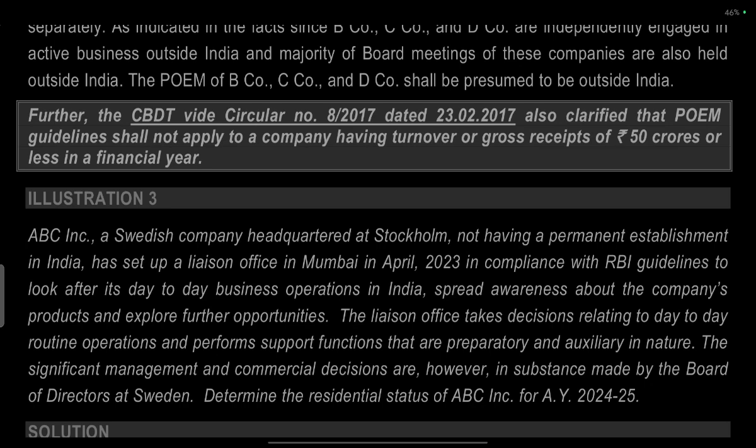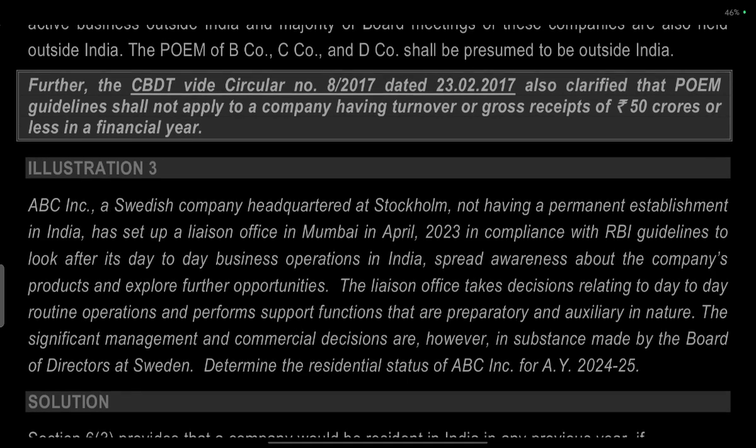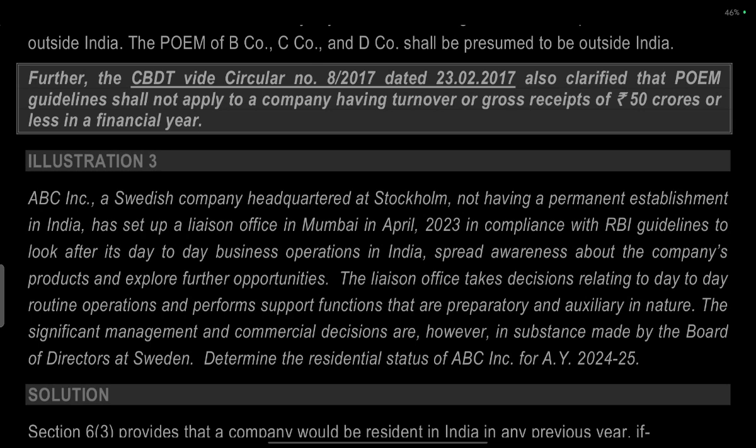It is also noted that CBDT, via Circular 8 of 2017, has clarified that the POEM guidance shall not be applied to companies having a turnover or gross receipts of 50 crores or less in a financial year.